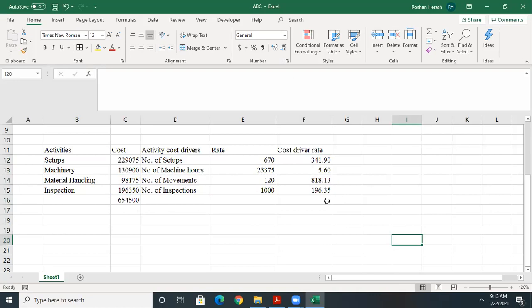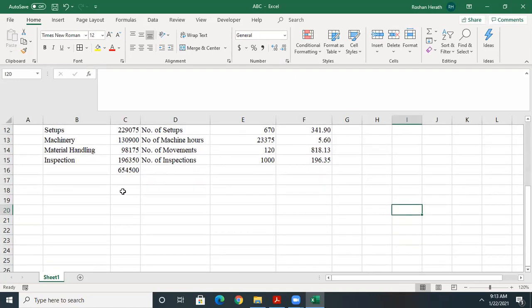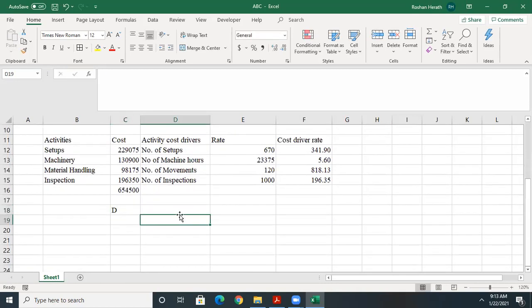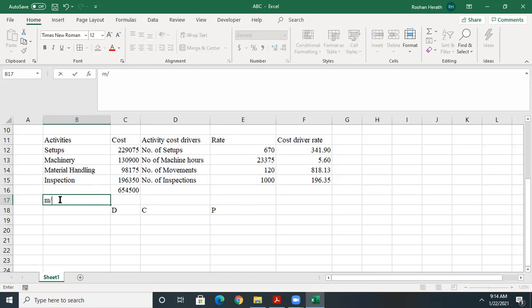Now this will help you to figure out the manufacturing cost. So let's take the 3 products. You have products B, C, and P. Let's work out the manufacturing overhead cost.